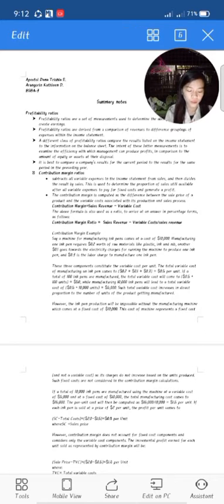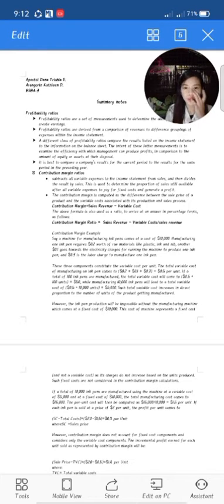So, the contribution margin ratio is computed as the difference between the sales price of a product and the variable cost associated with its production and sales process. The formula that we will use is: contribution margin equals sales revenue minus variable cost. The above formula is also used as a ratio, to arrive at an answer in percentage: contribution margin ratio equals sales revenue minus variable cost over sales revenue.